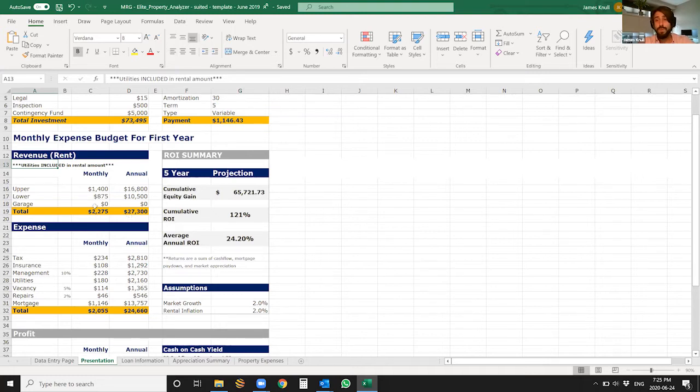Now, this specific version of the spreadsheet is meant for basement suite houses. So we put in our upper suite rent, put in our lower suite rent, and then if you choose to rent the garage separately, which by the way, we can and do in Edmonton, put the garage rent right there. So what does that get you? Well, it gets you your total monthly revenue or rent, and then we annualize it as well.